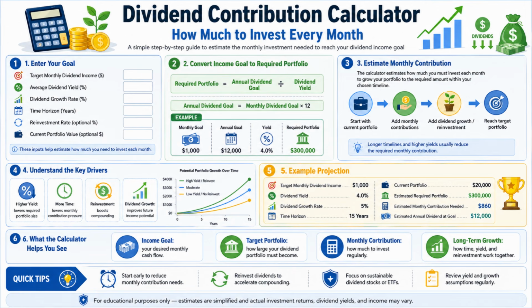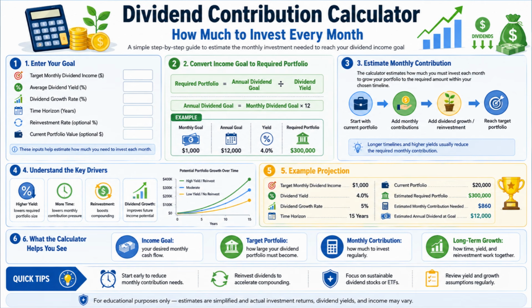In this video, we will discuss the Dividend Contribution Calculator and how it helps you estimate how much to invest every month to reach your target dividend income. First, this calculator starts by asking for a few simple inputs. You usually enter your target monthly dividend income, your average dividend yield, your expected dividend growth rate, your time horizon in years, your reinvestment rate if applicable, and sometimes your current portfolio value. These inputs help the calculator estimate the monthly contribution needed to build your dividend portfolio over time.